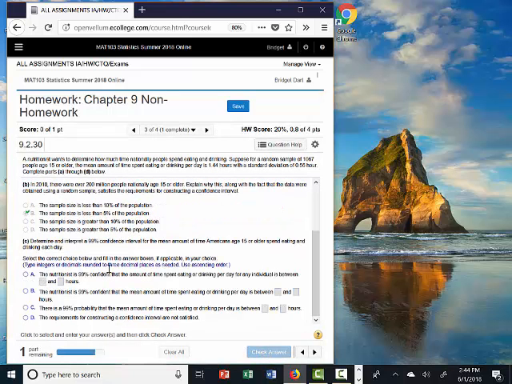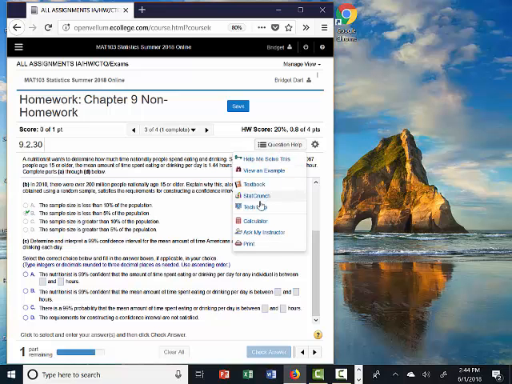And now here we go. You can see they're asking for a 99% confidence interval for the mean amount of time Americans spend eating or drinking. So a confidence interval for the mean. So I'm going to go again into question help StatCrunch.